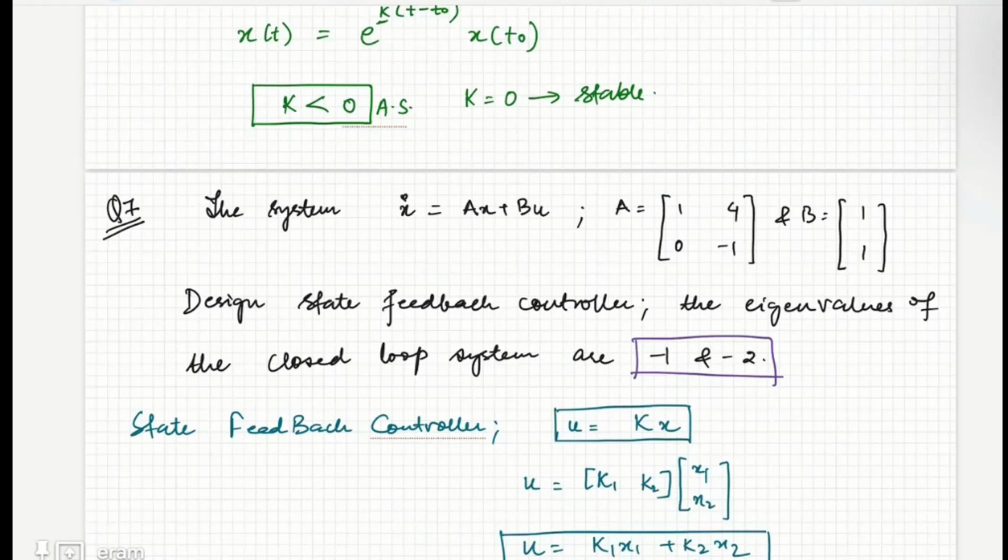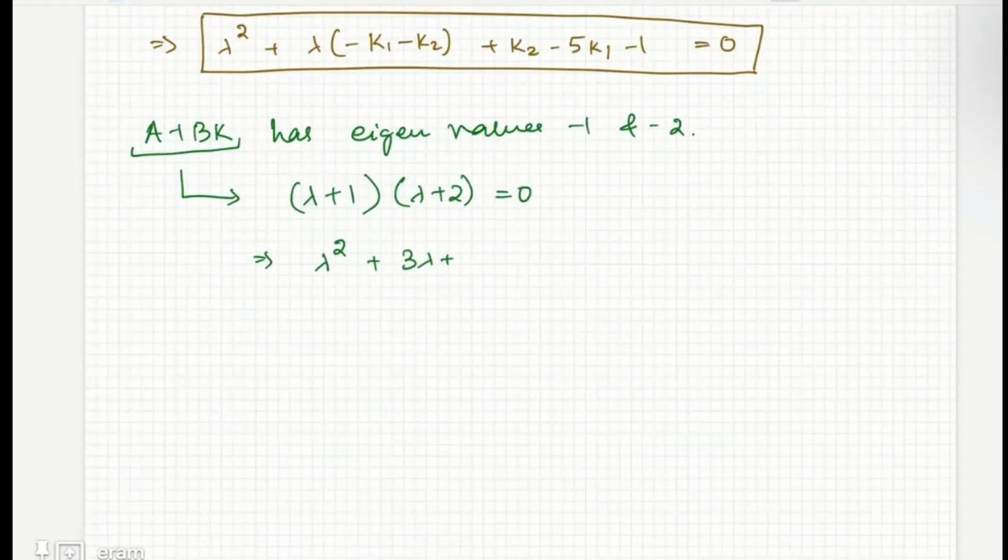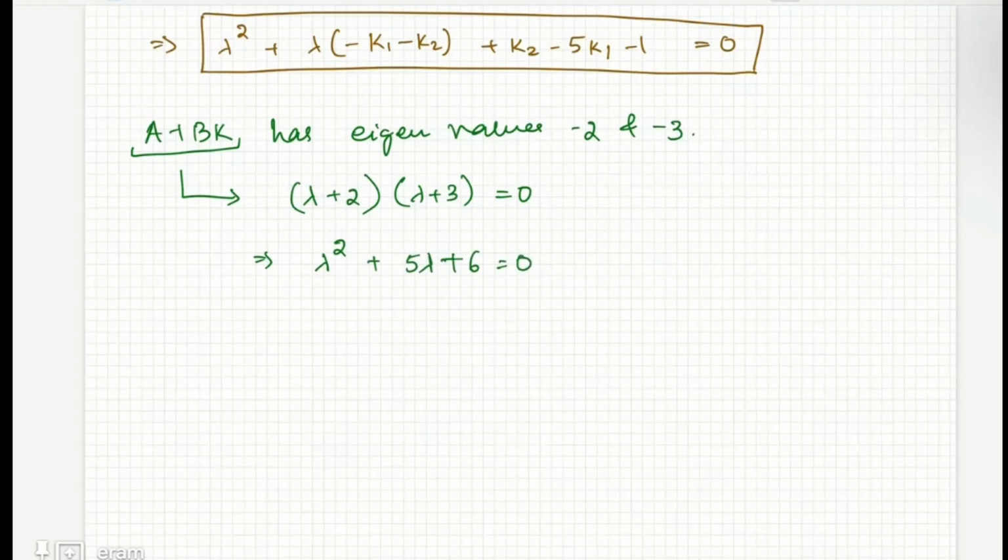So it's a correction in the question. It is -2 and -3, let's say, right? So it is lambda plus 2 and lambda plus 3. So this will be lambda square plus 5 lambda plus 6 equals 0.